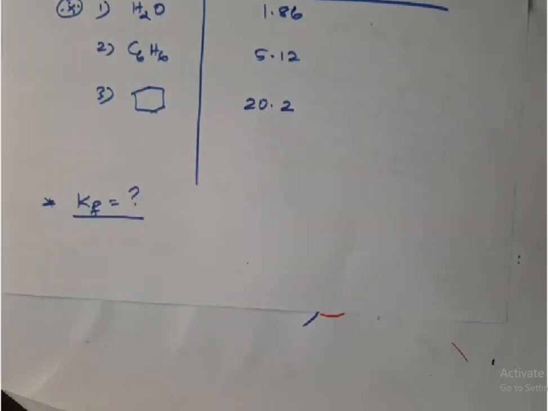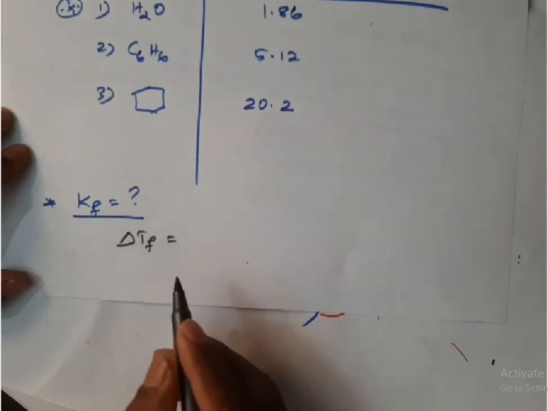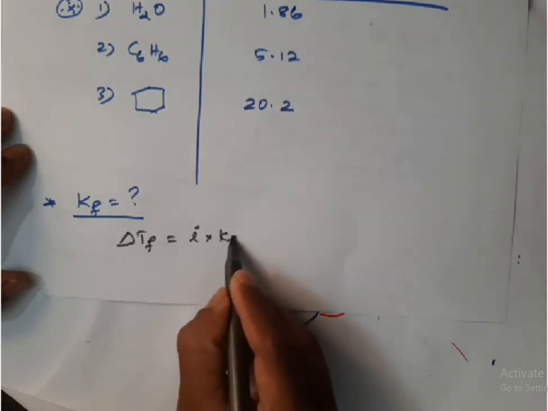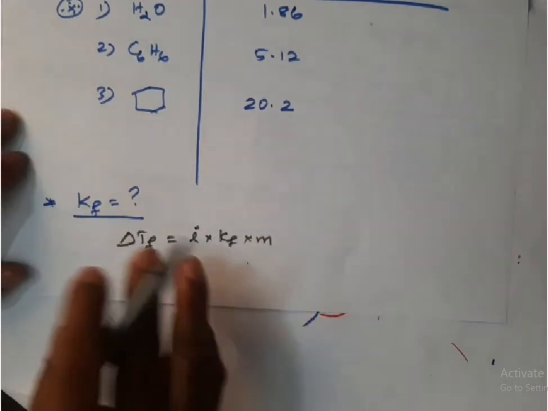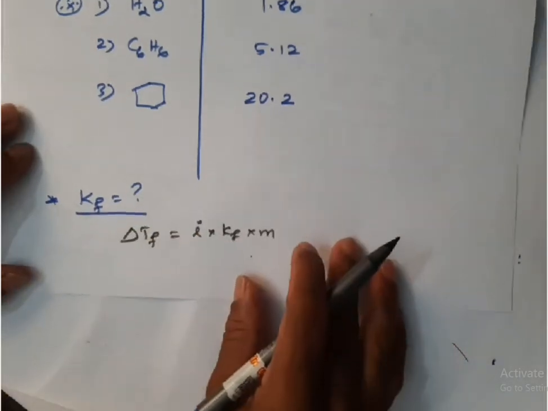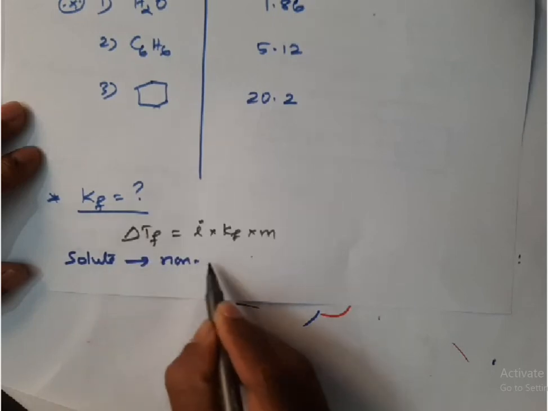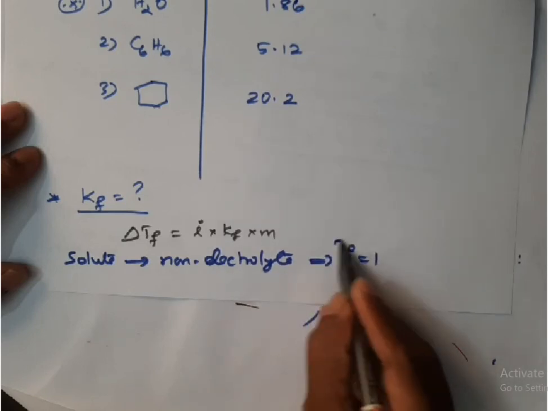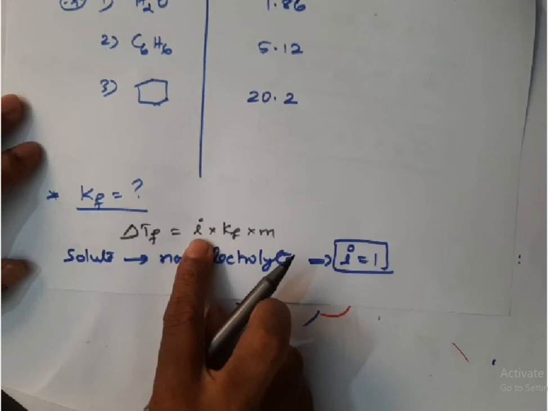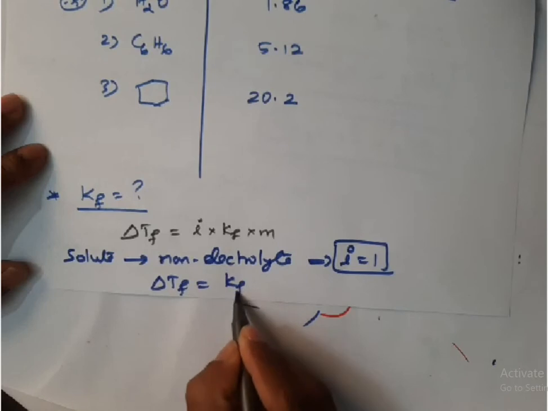Yes, we have a theoretical method, and we can determine it through experiment also. So experimentally, as I told you before, delta Tf is equal to i into Kf into m, that we know. To determine Kf, we usually take a non-electrolyte. Suppose your solute is a non-electrolyte, in this case i equals 1. So if i equals 1, I'll get this expression, that is delta Tf equal to Kf into m.